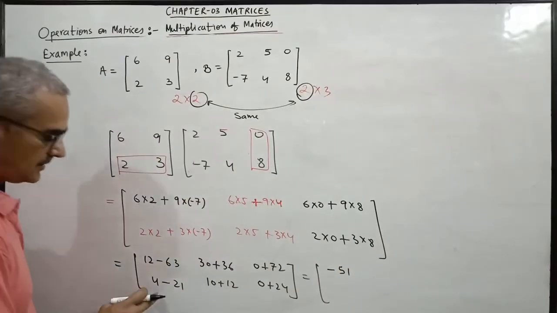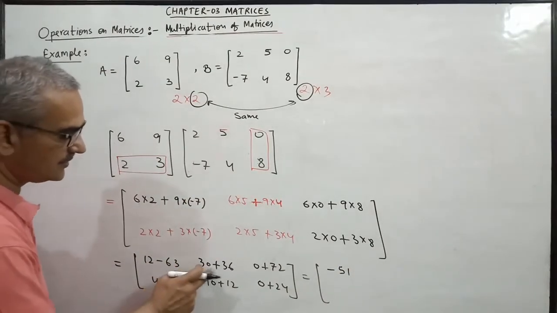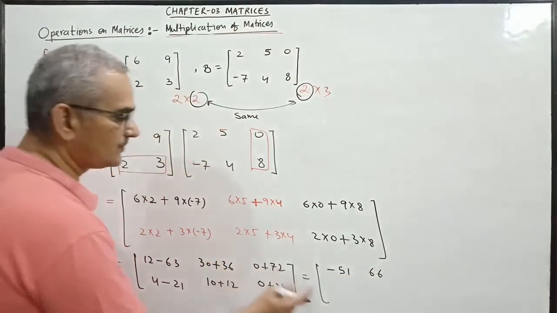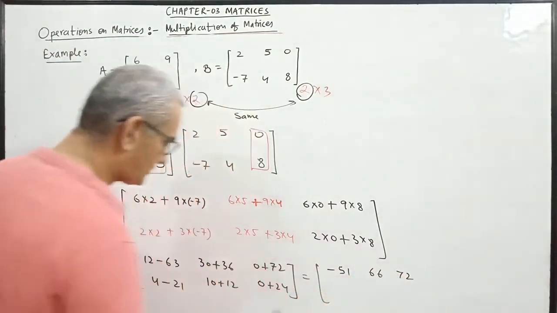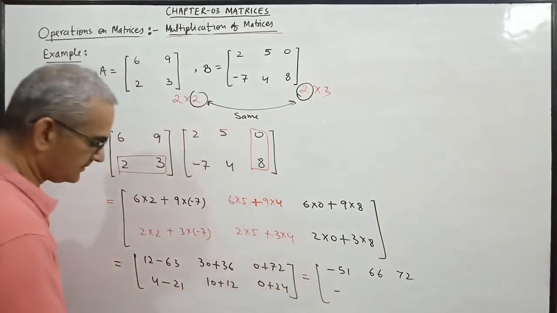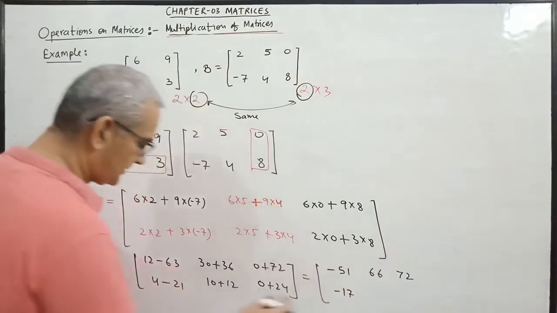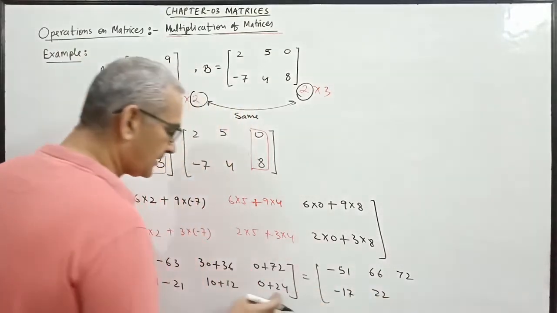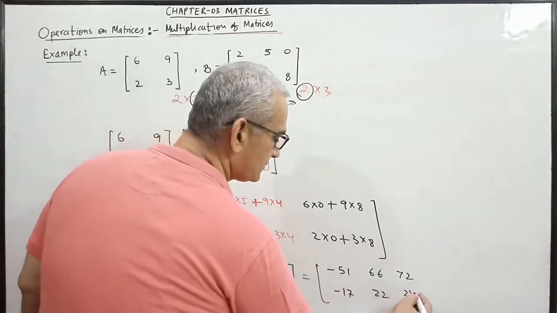51. And here we have 30 plus 36 will be 66. 0 plus 72 is 72. Then we have 4 minus 21 is minus 17. And then we have 10 plus 12 is 22. And then we have 0 plus 24 as 24.